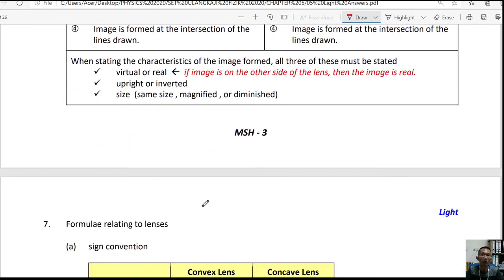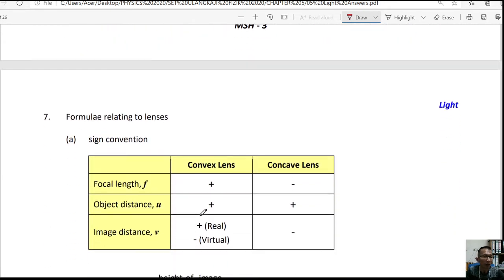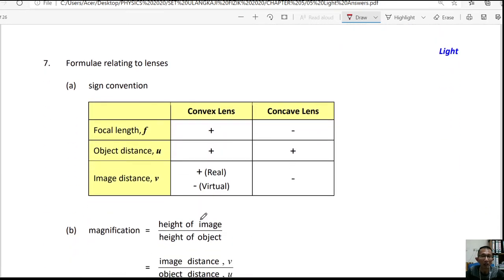Okay, so there are a few formulas relating to lenses. But first we look at the sign convention. For sign convention, almost all are positive, except for the image distance for a convex lens if it's virtual. And then for a concave lens, the focal length would be negative and the image distance would be negative.